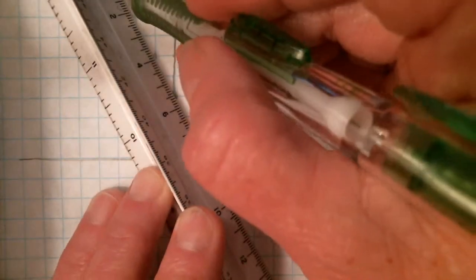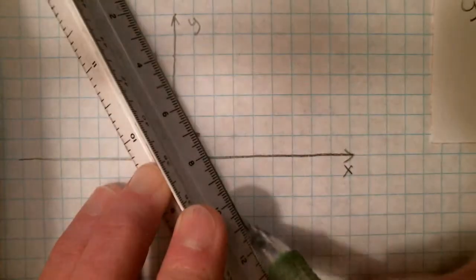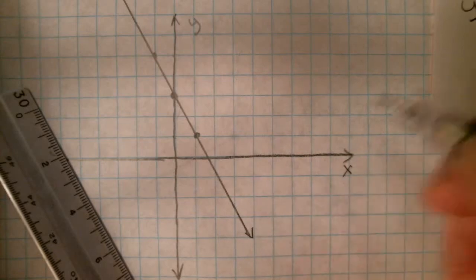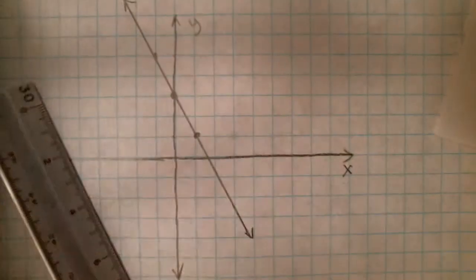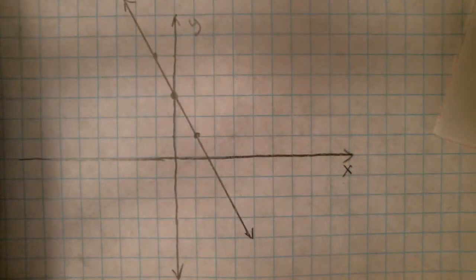Now I'm being very careful here. I'm trying to be very careful. It's kind of hard. Lighting's kind of weird. But this is how you would graph a line in slope-intercept form.